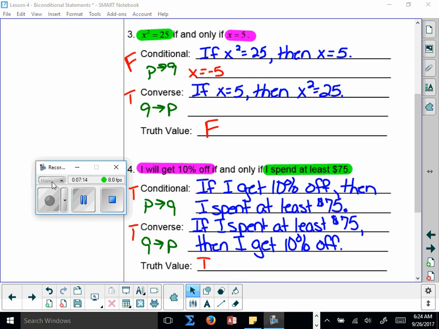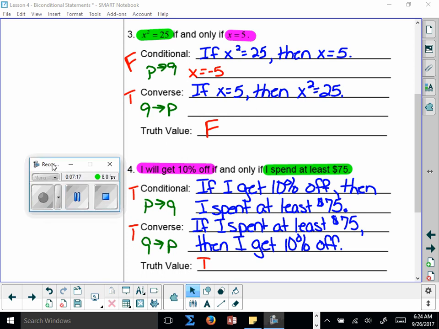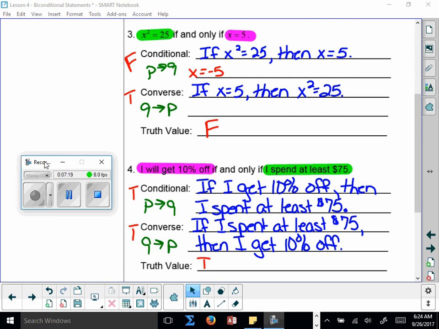Okay, let's take a minute to check this. In number 3, my conditional statement ended up being false, and I found a counterexample. X could equal -5. The square root of 25 could be both positive or -5. Whenever you find a counterexample, write it down. It'll help you when you get your test or quiz back figure out what you were thinking, and it'll help us as we're grading your test or quiz figure out what you were thinking. Sometimes you come up with a counterexample we didn't think about, and that could earn you some credit.